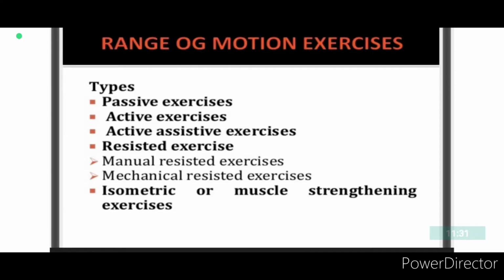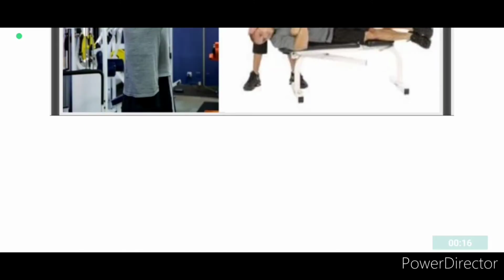Resisted exercises are further divided into two. A. Manual resisted exercises. B. Mechanical resisted exercises. Fifth, isometric or muscle strengthening exercises. Manual resisted exercises.